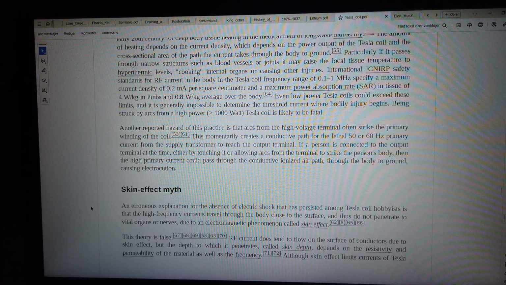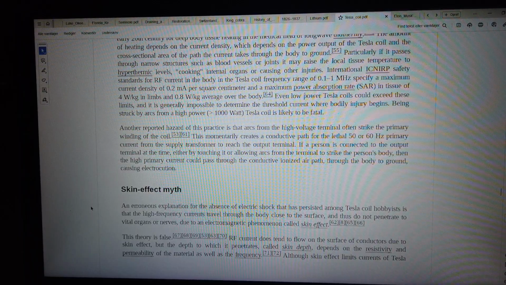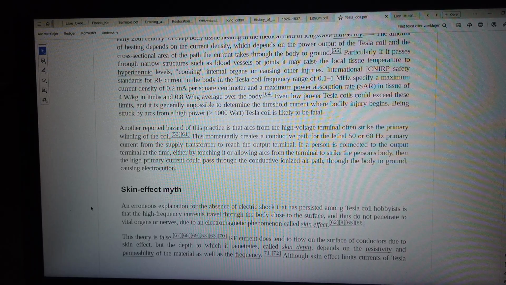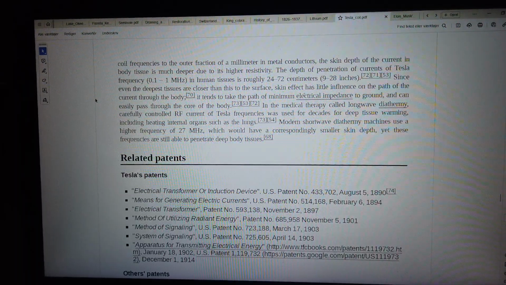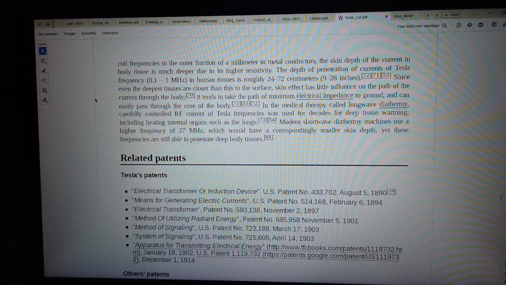RF current does tend to flow on the surface of conductors due to skin effect, but the depth to which it penetrates, called skin depth, depends on the resistivity and permeability of the material as well as the frequency. Although skin effect limits currents of Tesla coil frequencies to the outer fraction of a millimeter in metal conductors, the skin depth of the current in body tissue is much deeper due to its higher resistivity.